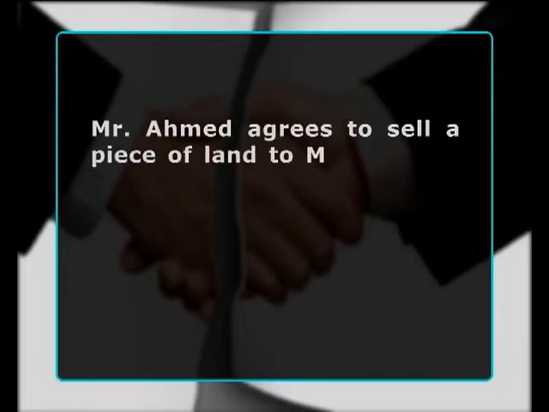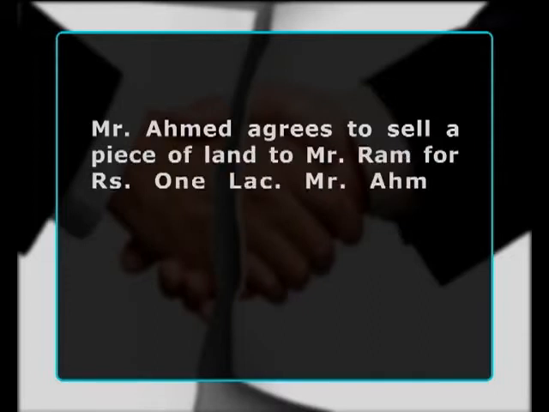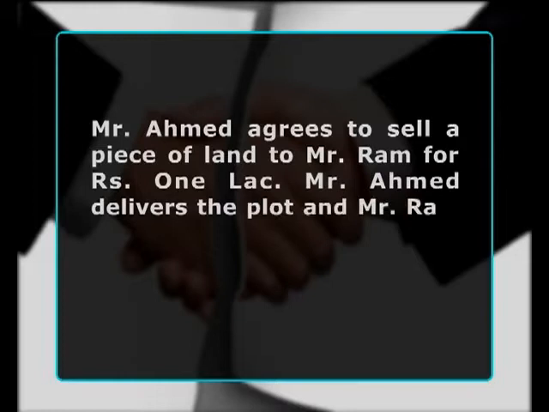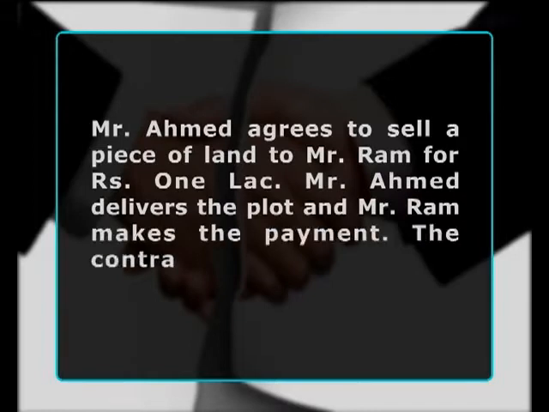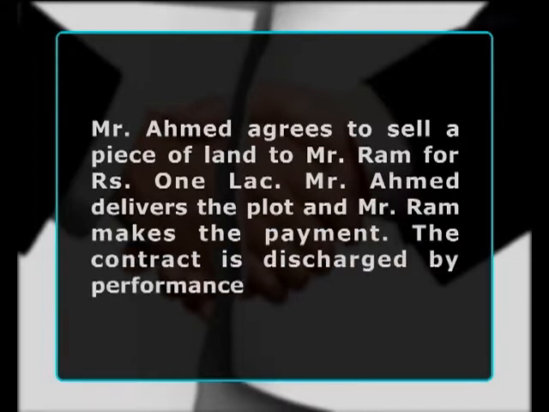Both the parties perform their obligations under the contract. For example, Mr. Ahmed agrees to sell a piece of land to Mr. Ram for rupees 1 lakh. Mr. Ahmed delivers the plot and Mr. Ram makes the payment. The contract is discharged by performance.